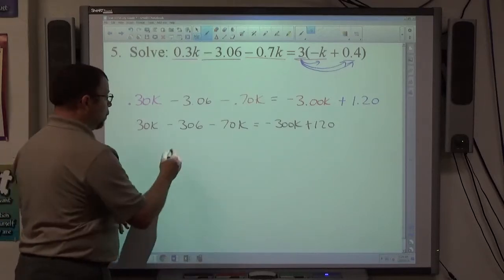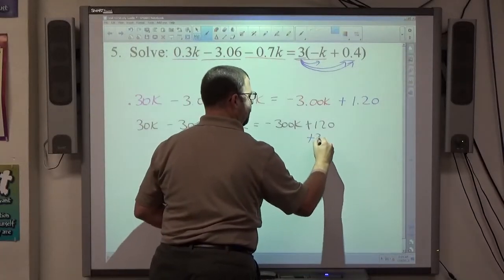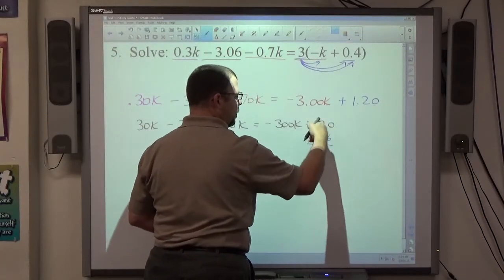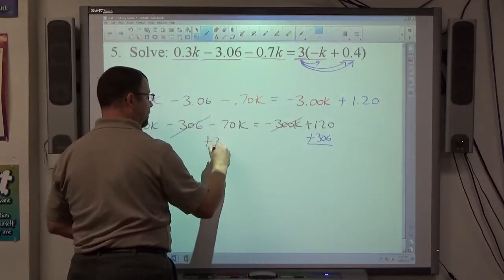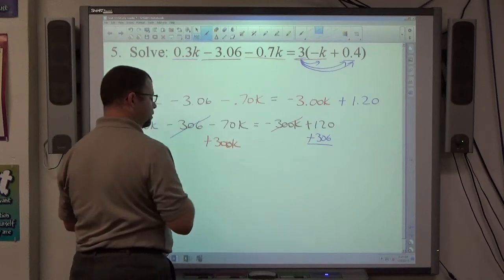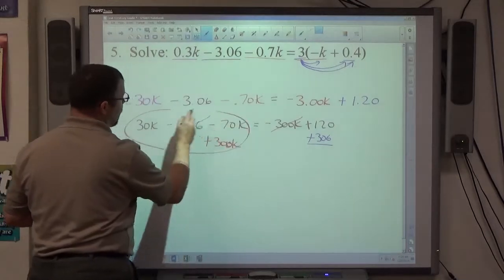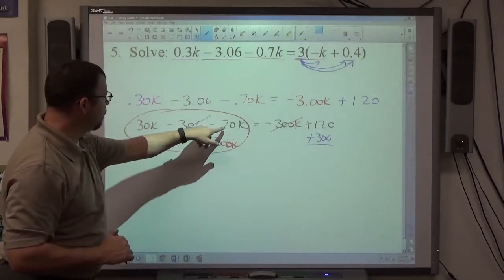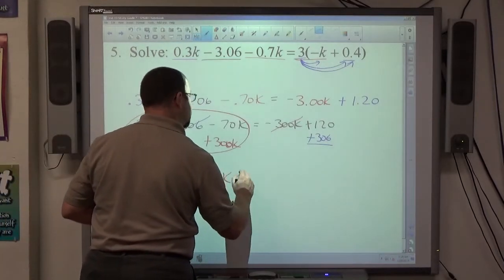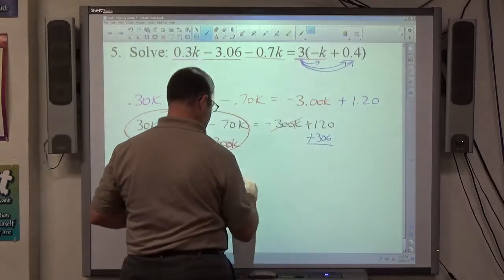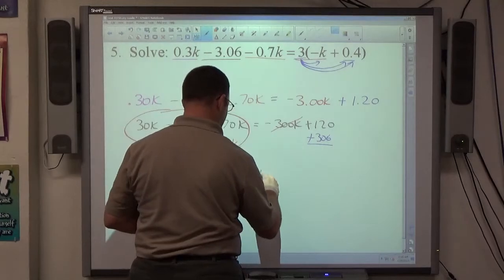So I'm going to move the 306 over to the right-hand side. That creates all the integers on the right-hand side. I'm going to move the 300k, which is negative, to the left-hand side. So everything k is on the left-hand side. If I combine like terms on the left-hand side, everything here has k. 300 minus 70 is 230, plus 30 is 260. And 120 and 306 makes 426.